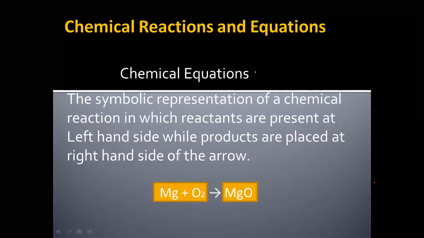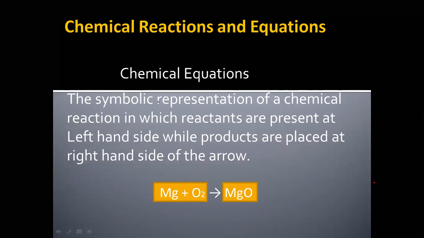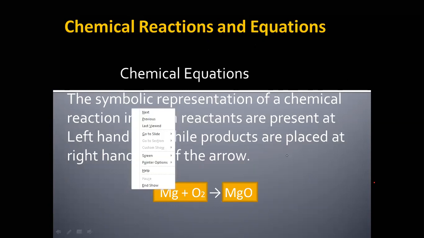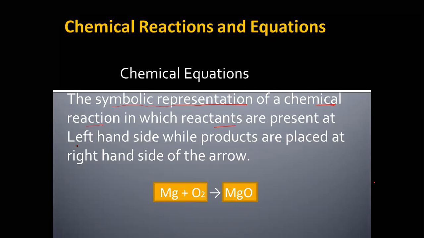Let me show you the definition for the chemical equation also. Have a look at the definition. The symbolic representation. What is it? This is symbolic representation, I'm just marking. Of a chemical reaction in which the reactants are present at the left-hand side while the products are placed at the right-hand side of the arrow. This is the arrow. What is it representing? It is representing combination of magnesium with oxygen, and there's a formation of magnesium oxide.